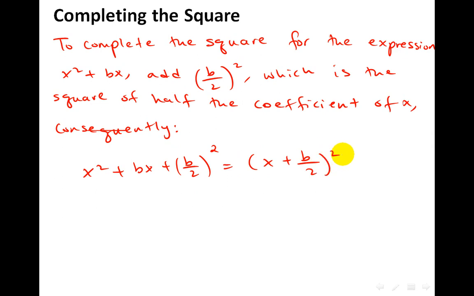So, completing the square for the expression x squared plus bx: add b over 2 squared, which is the square of half the coefficient of x. Consequently, you'll have x squared plus bx plus (b over 2) the whole squared, which will equal (x plus b over 2) the whole squared. Let's have some examples on this.